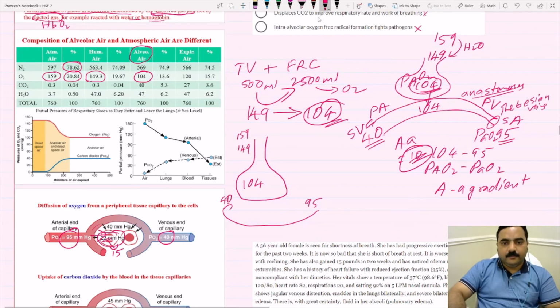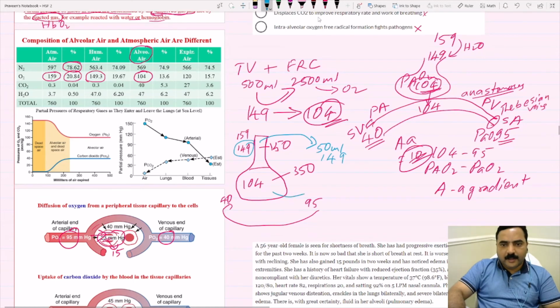Okay, now this air is going out. The volume of air that is present over here is around 150 ml, and the volume of air that is present over here is 350. So if you are taking the first, say, 50 ml of volume of air, what will be the partial pressure? That will be equal to 149.